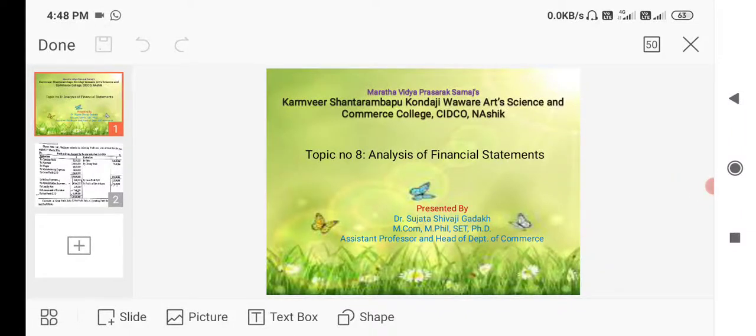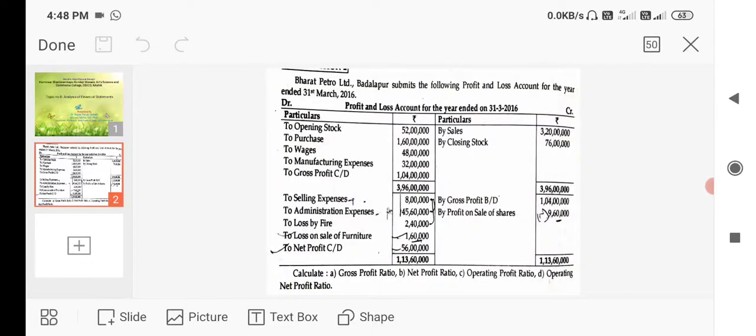Sujata Gadak. Today we are going to study problem number 3 of topic number 8, analysis of financial statement. We can see here problem number 3. Now I read. Bharat Petrol Limited, Badlapur submitted the following profit and loss account for the year ended 31st March 2016, and we can see here the profit and loss account closed with the same amount of 1 crore 13 lakh 60,000. After that, additional information is given, which is to calculate gross profit ratio, net profit ratio, operating profit ratio, operating net profit ratio.